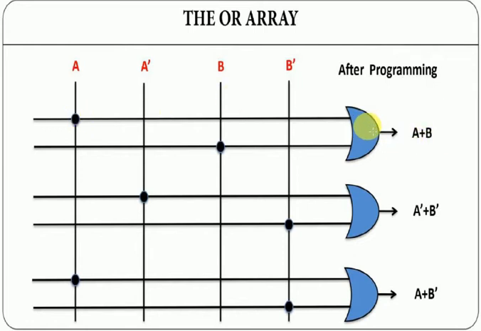The output of the first OR gate is a plus b. Therefore, we are putting the dot at input A and input B. For the second equation, we are putting the dot at a bar and b bar. Similarly, for the third equation, we are putting the dot at input A and b bar.